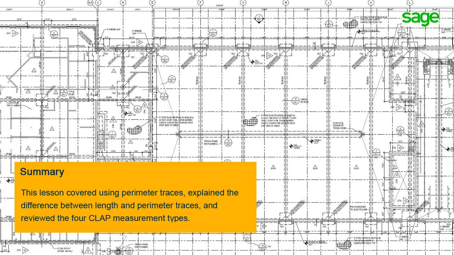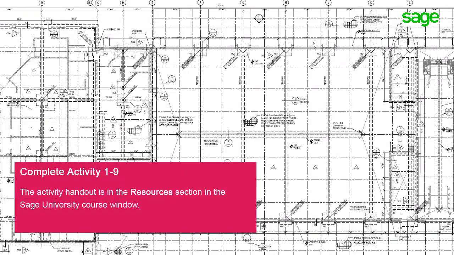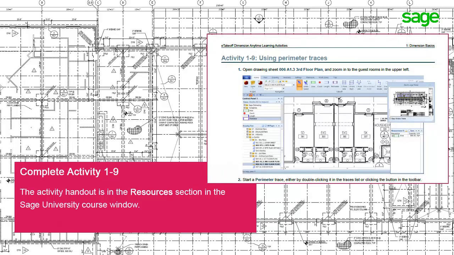This lesson showed you how to use perimeter traces, and we talked about the difference between length and perimeter measurements. We also reviewed what we covered in the 4 lessons using the basic CLAP traces. Our review went pretty quickly, so remember that you can find a summary of what was covered in the activity handout. Before you move on to the next lesson, take a couple of minutes to complete the activities in the handout. You want to get really proficient at using traces of all 4 types.